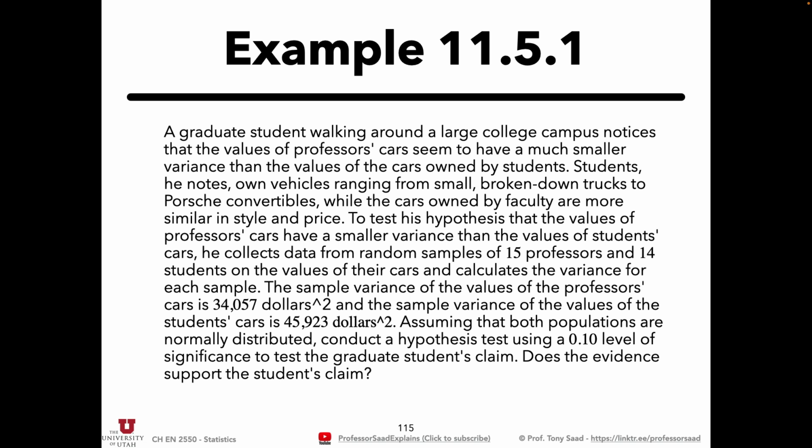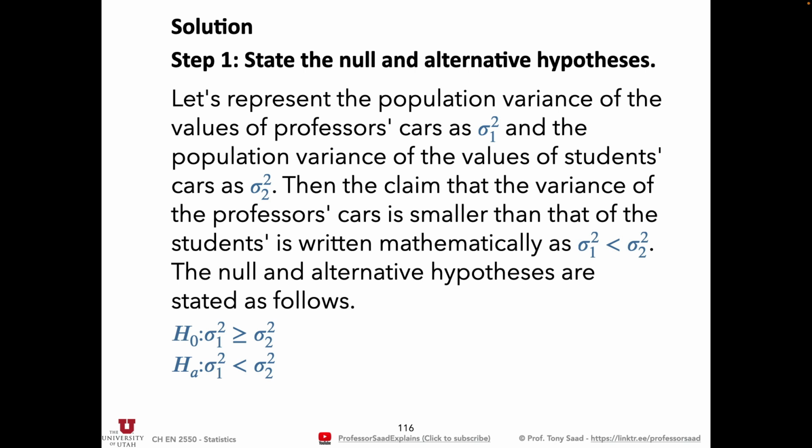Assuming that both populations are normally distributed, conduct a hypothesis test using a 0.1 level of significance to test the graduate student's claim, and does the evidence support the student's claim? Okay, so our null hypothesis is that there's no difference between the population of students and the population of professors. Let's represent the population variance of values of professors' cars as sigma 1. So the professors' population is population 1, the students' population is population 2.